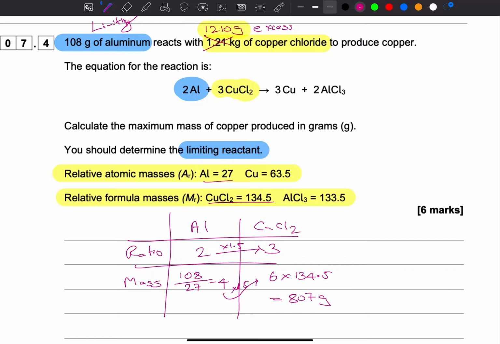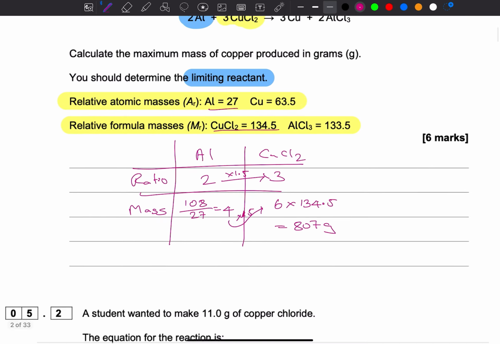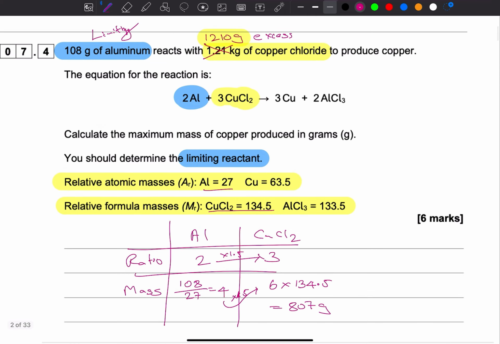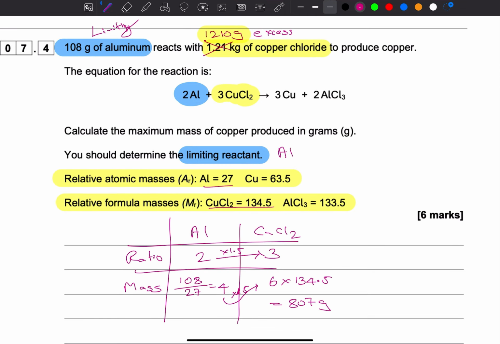So what is your limiting reactant? You should write aluminium. That's the limiting reactant, and you should write it for them. And what would you like to calculate now? You will have to use the limiting reactant to calculate the mass of copper produced. So copper produced, where is copper? Here.